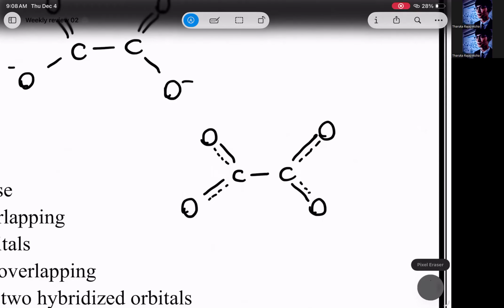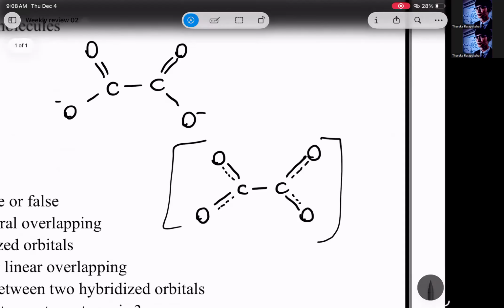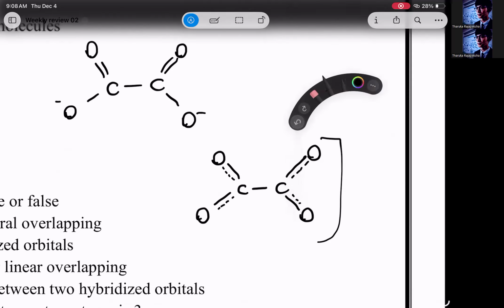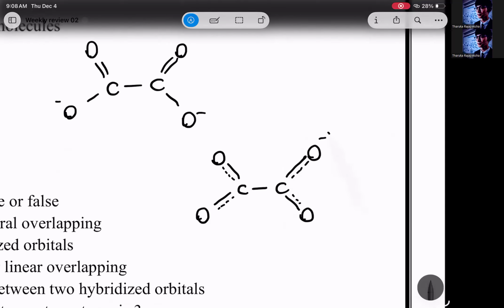Sorry? And the minus charge can be divided into the 4 oxygens. There is a -2 total charge, so it can be divided into 4 oxygens. Or you can put a square bracket and put here -2. That's also fine. Or put it like this: -half, -half, -half, and -half. Don't forget to put the lone pairs, okay? Lone pairs of electrons, don't forget to put them. Otherwise, it's wrong.